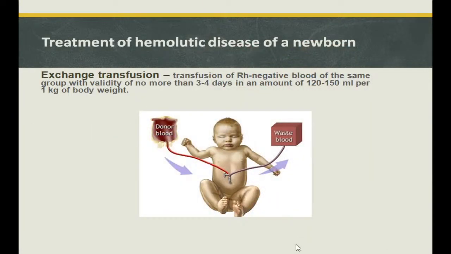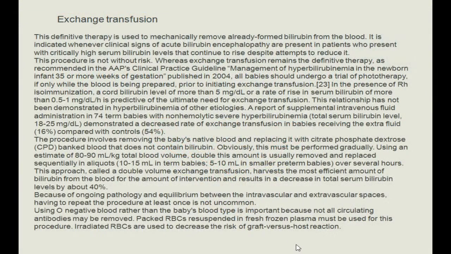Treatment of hemolytic disease of the newborn. Exchange transfusion. We will transfuse, pay attention, rhesus negative blood of the same group with validity of no more than 3 to 4 days in an amount of 120 to 150 milliliters per kg of body weight. Exchange transfusion, I will read if I have time, but I want you to save it. The exchange transfusion will introduce rhesus negative blood of the same group to the fetus. The fetus is rhesus positive, but we are entering rhesus negative blood to dilute the concentration of maternal antibodies which are circulating in the blood.